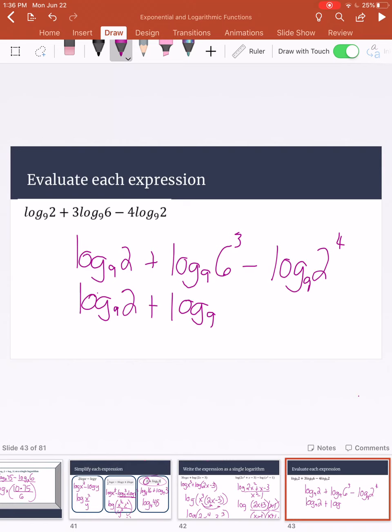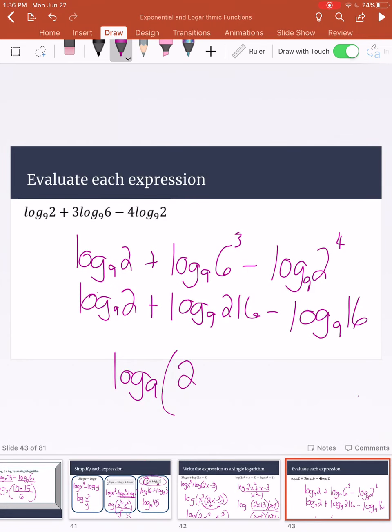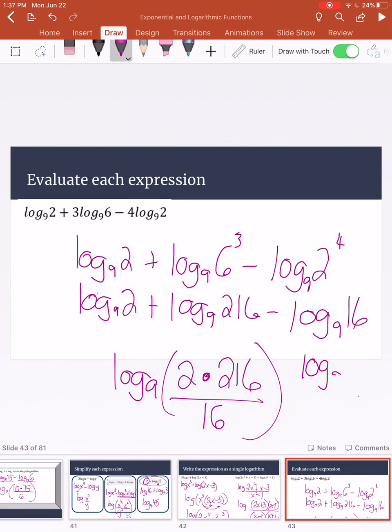6 to the exponent of 3 is, and you can actually type that in your calculator. I think it's 216, but let's double check. 216, woo, I was right. Minus 2 to the exponent of 4 is 16. So now we have a positive argument of 2, a positive argument of 216, and a negative in front of that argument of 16. So this is what it'll look like. Okay, if you type that in your calculator and work it all out, you should end up with an answer of log base 9 of 27, which evaluates to 3 over 2.